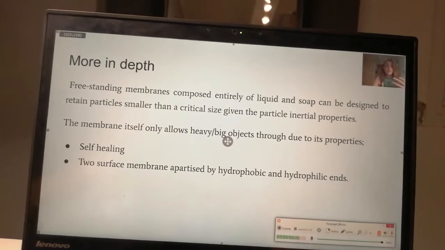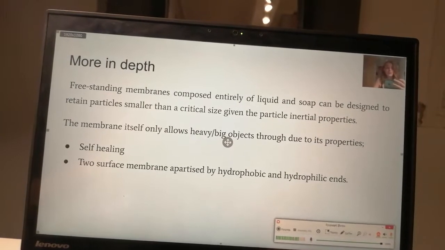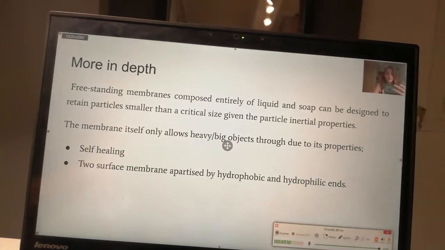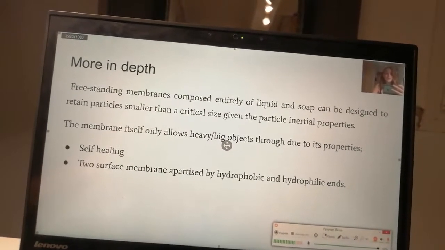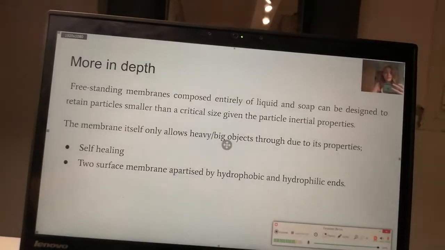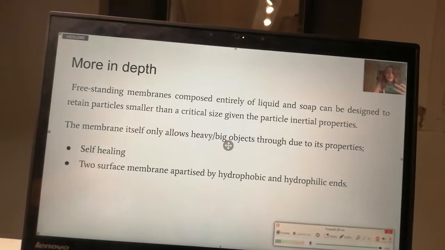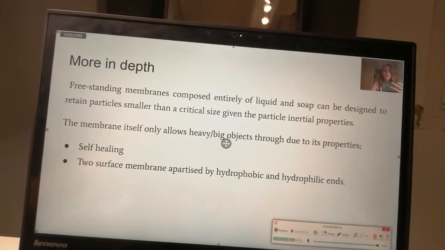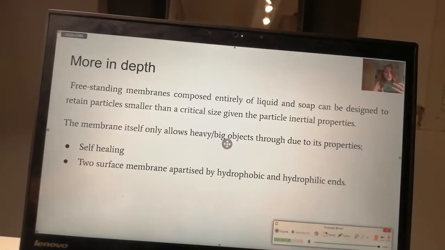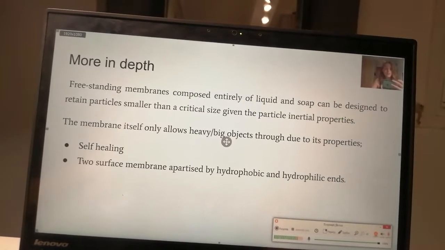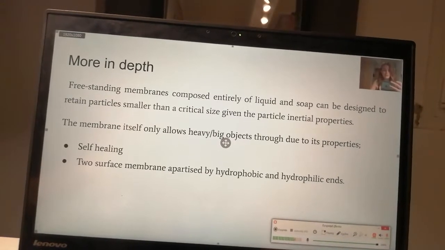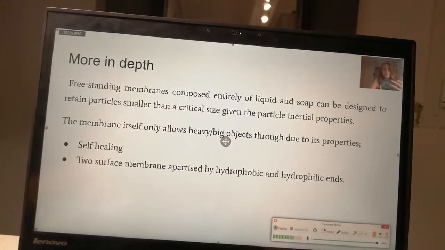More in depth in this problem, we see that a freestanding membrane composed entirely of liquid and soap can be designed to retain particles smaller than a critical size, given the particle's inertial properties. The membrane itself only allows heavy and big objects through due to its properties, which are the self-healing properties a membrane has, and the two surfaces separated by hydrophobic and hydrophilic ends.